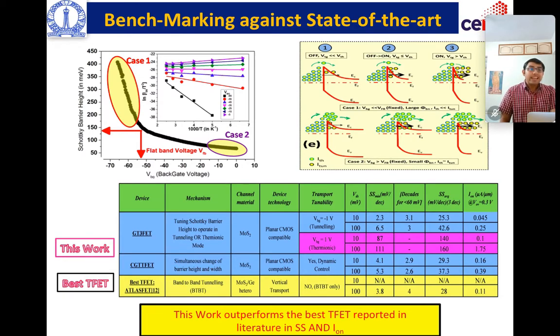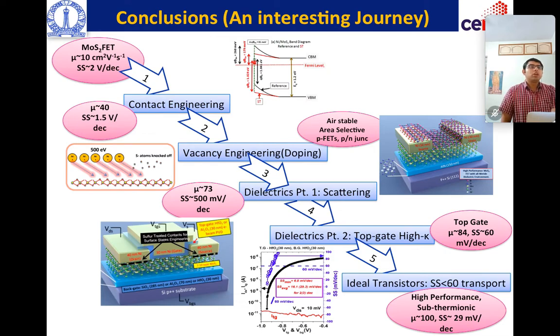To conclude an interesting journey, the first MoS2 FETs fabricated by us demonstrated a mobility of 100 centimeters squared per volt second and a subthreshold slope in excess of 2000 millivolt per decade. Through systematic scientific analysis and engineering optimizations, we transform these metrics into the best reported values in the literature, of 100 centimeters squared per volt second and 29 millivolt per decade for 3 decades, respectively.